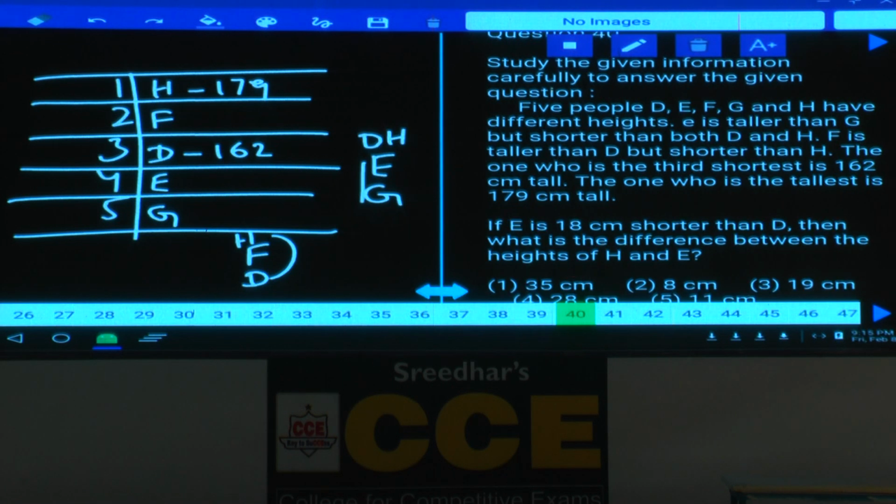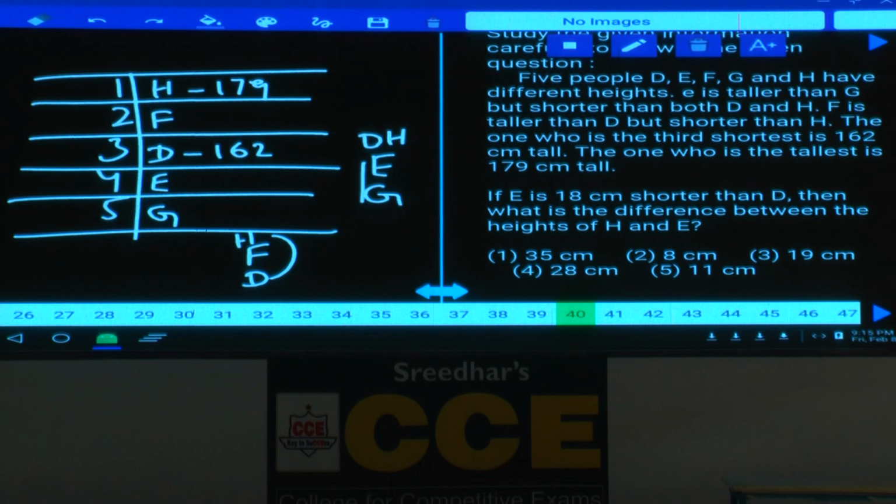Then question number 40. If E is 18 meters shorter than D, E is 18 meters shorter than D means 162 minus 18, which is 144. Then what is the difference between the heights of H and E? H is 179 and this is 144. 9 minus 4 is 5 and 7 minus 4 is 3. The difference between these two is 35 centimeters, choice 1. Question number 40, choice 1 is the answer.